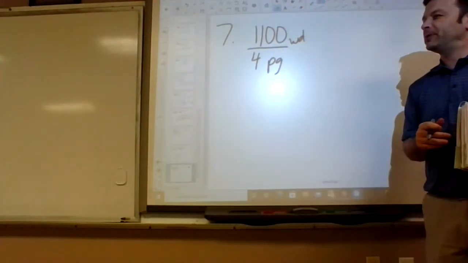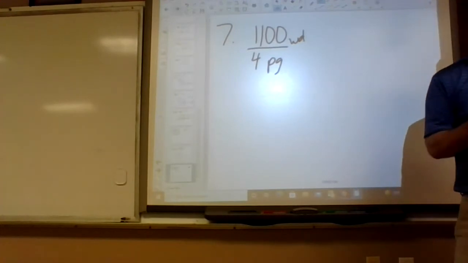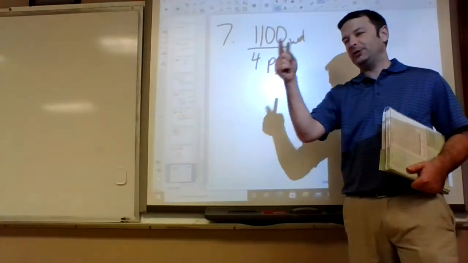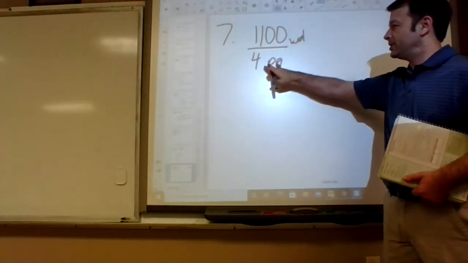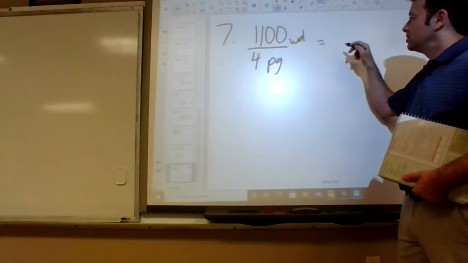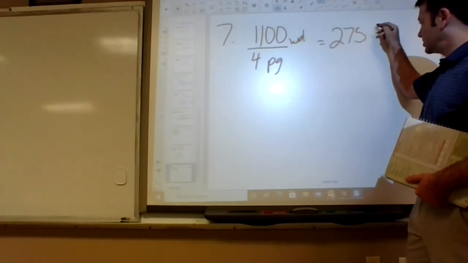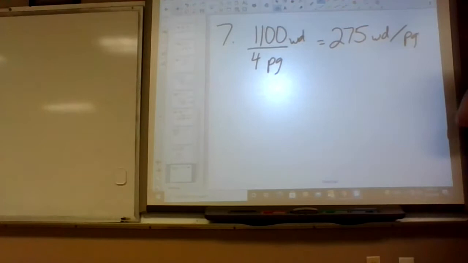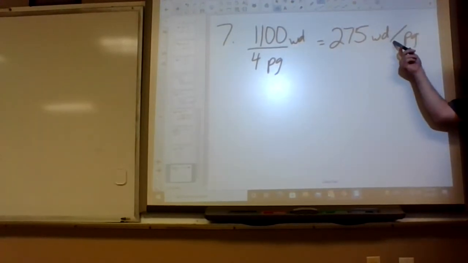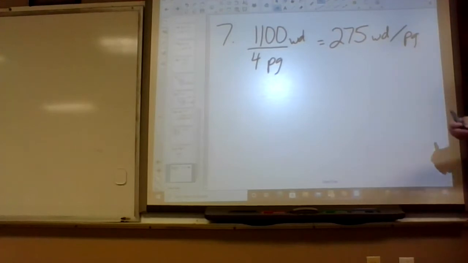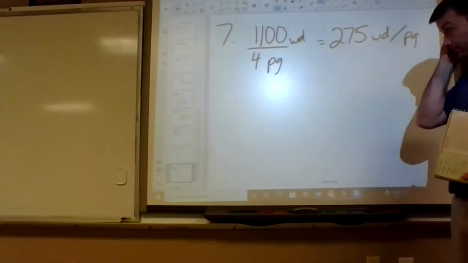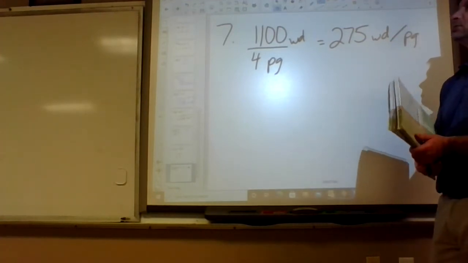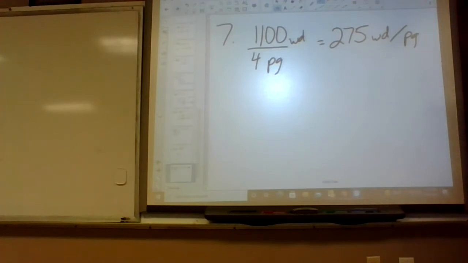So does anybody remember what unit rate meant? It meant how many words in one page. Like how many of these for just one of these. Unit means one thing, right? So how many words would there be in one for each page? Yeah, you divide. So usually the book writes their answer something like this: 275 words per page. That division bar is really the same thing as a fraction bar. We just divided by 4.